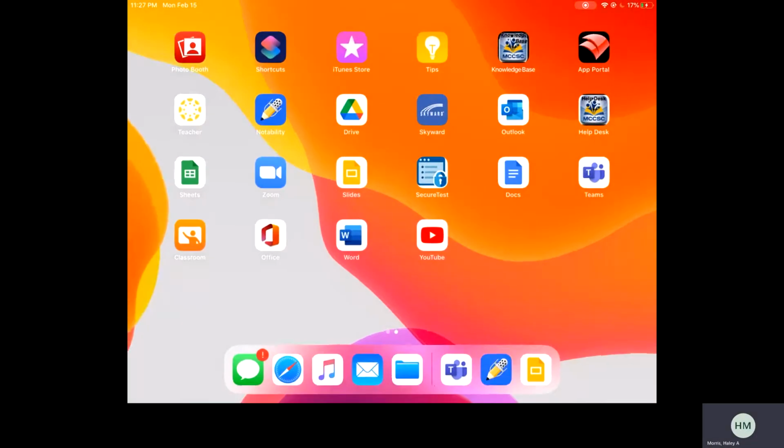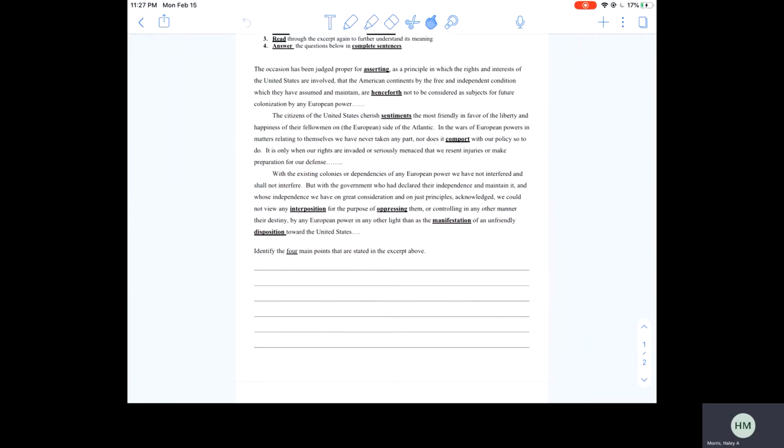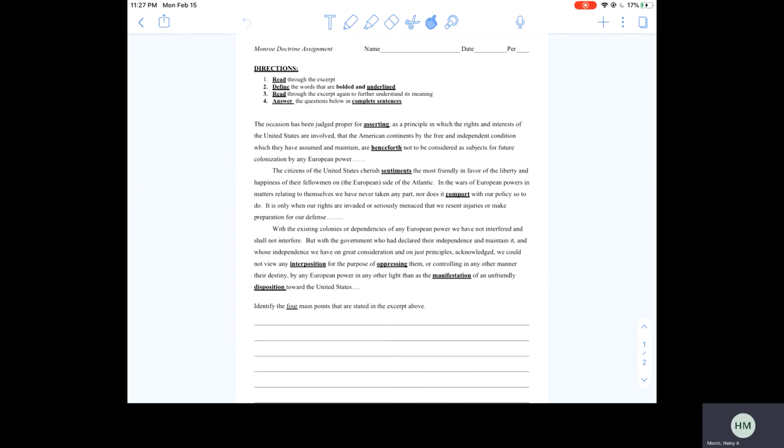So like I said, the Monroe Doctrine assignment, we started this in class the other day. Actually, you were supposed to start it on your last snow day. And then we started going over it in class, but I'm just going to start from the very beginning so we can cover everything. So the first thing you were supposed to do was to define these words that are bolded and underlined. So we're going to go ahead and read through the paragraphs and define as we go.